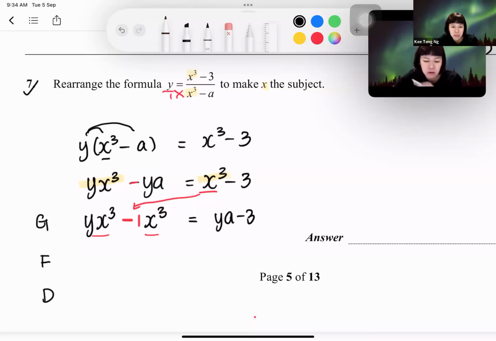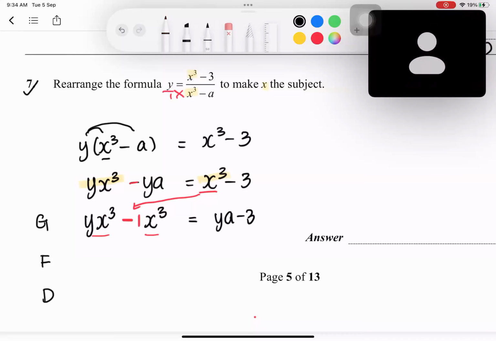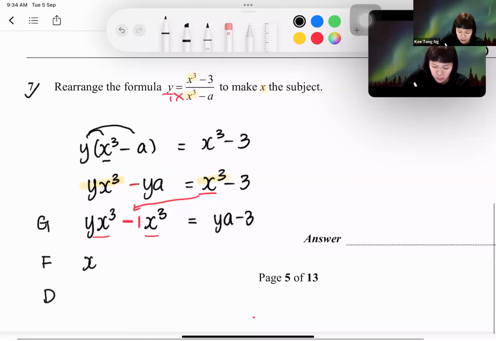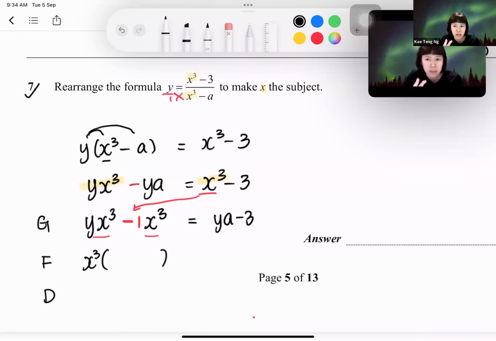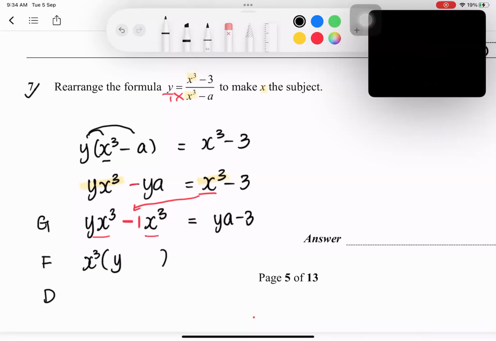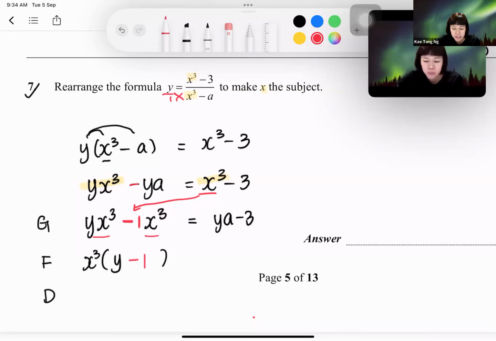Okay, so now second step, after I group them together, next one, F for Factorize. I'm going to factorize out my x cubed. Remember, I came up with two items, so I need to have two items inside my bracket as well. So when I factorize out, this one will be y minus 1. The minus 1 is a term, so we need the number to be there. If you cannot see that it is another term on its own, add in the number 1 inside to help you visualize it clearly.